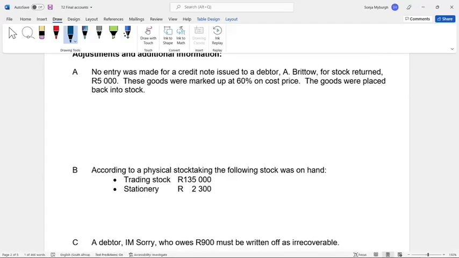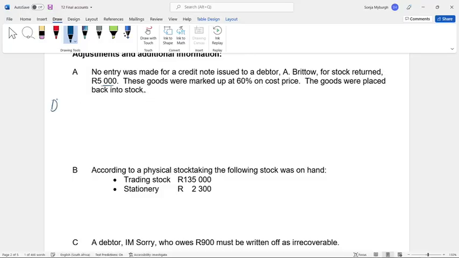The first one says no entry was made for a credit note issued to a debtor for stock returned, 5,000. That will obviously be the selling price. And these goods were marked up at 60% on cost price. The goods were placed back in stock. That means it was not totally damaged. We can put it back.